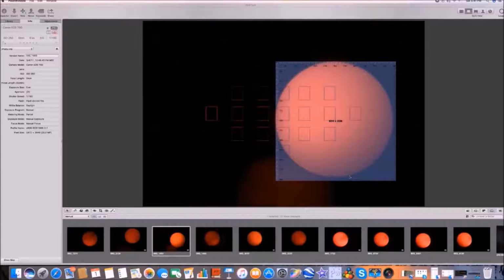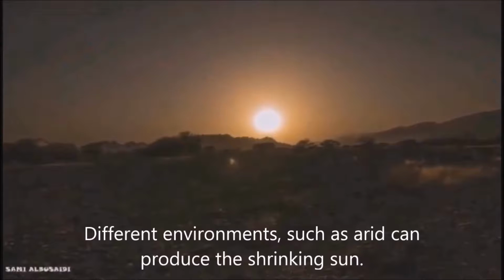Does the sun change sizes throughout the season? Yes. Does it change sizes throughout the day? Yes, it does.